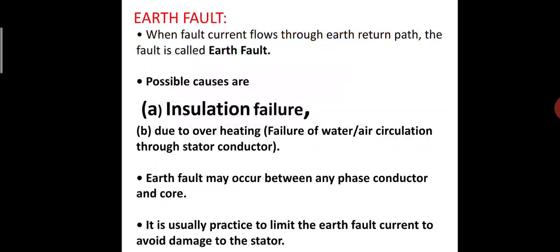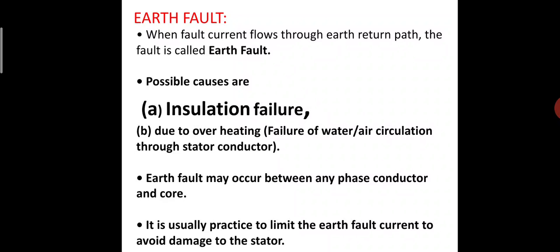So next one, earth fault. When a fault current flows through the earth return path, the fault is called an earth fault. Possible causes are insulation failure due to overheating, or failure of water or air circulation through the stator conductor.